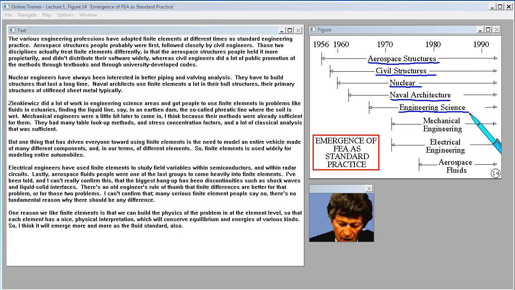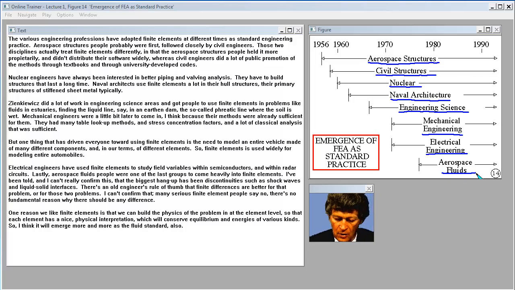Zienkiewicz did a lot of work in engineering science areas and got people to use finite elements in problems like fluids in estuaries, finding the liquid line, say, in an earthen dam, the so-called phreatic line where the soil is wet. Mechanical engineers were a little bit later to come in, and I think because their methods were already sufficient for them. They had many table lookup methods and stress concentration factors and a lot of classical analysis that was sufficient. But one thing that has driven everyone toward using finite elements is the need to model an entire vehicle made of many different components and, in our terms, of different elements. So finite elements now is used widely for modeling entire automobiles. Electrical engineers have used finite elements to study field variables within semiconductors and within radar circuits.